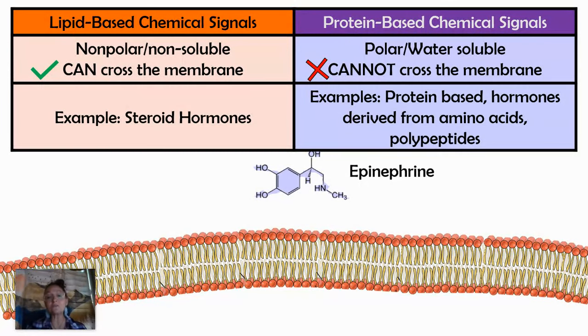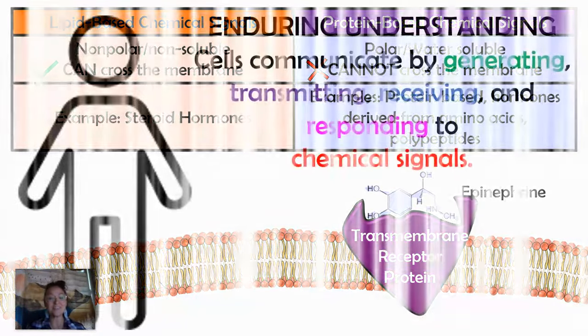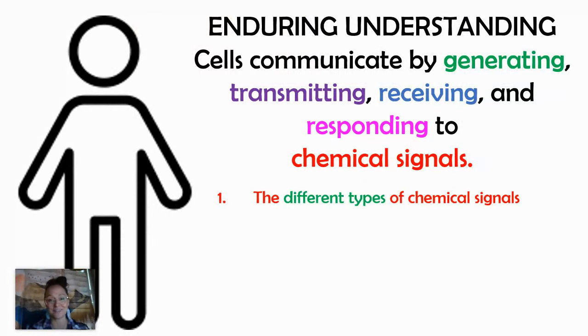This is where we rely on membrane proteins. There are receptors for these chemical signals. In this case, we have a transmembrane receptor protein. It spans the entire membrane and will be what receives that ligand, or chemical signal. When I mentioned steps 3 and 4, how cells receive signals, this will be the focus of the next video.